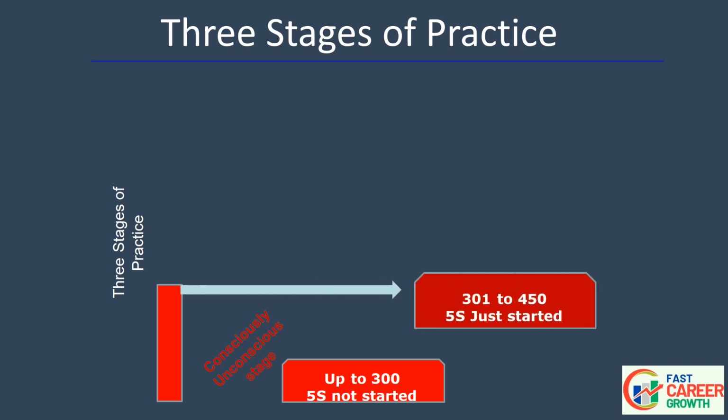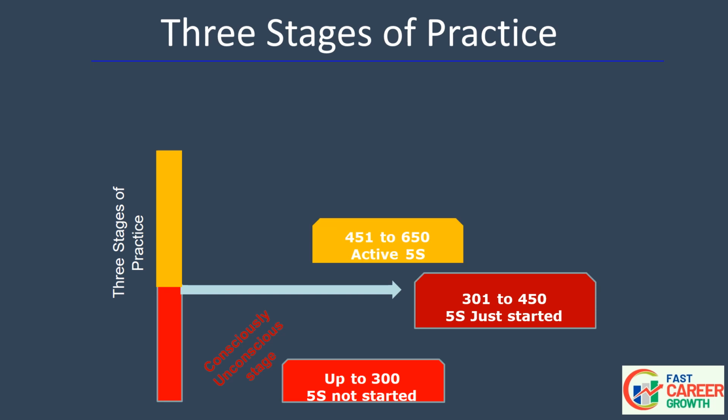If total audit score is between 301 and 450, it means 5S has just started in your factory. If total audit score is between 451 and 650, it means your factory is at the consciously conscious stage. This stage indicates an improvement from the consciously unconscious stage, as the factory is now consciously aware of its processes and operations. There may be ongoing efforts to identify and address inefficiencies, and the overall level of organization is expected to be higher than in the previous stage.